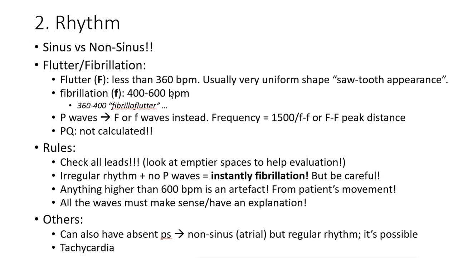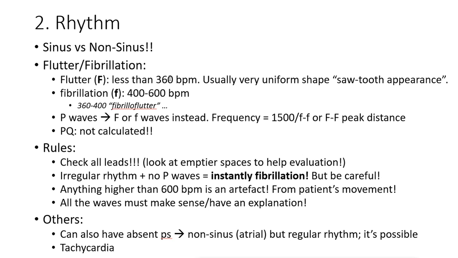Flutter is when the rate of the waves is less than 360. Okay, so the rate of the waves is going to be somewhere between, I think, 200 and 360. That's flutter. Fibrillation is between 400 and 600. Okay, what does this mean? We'll get to it in a sec.